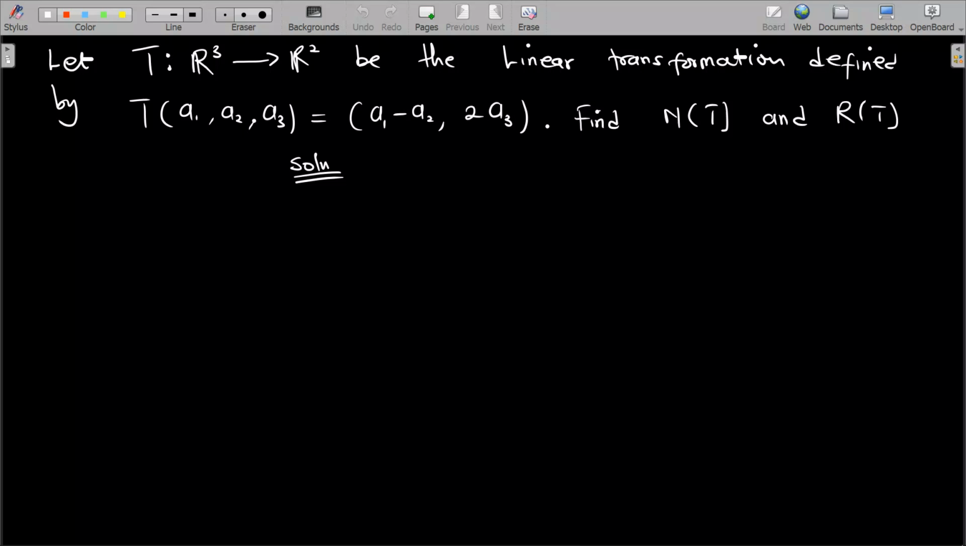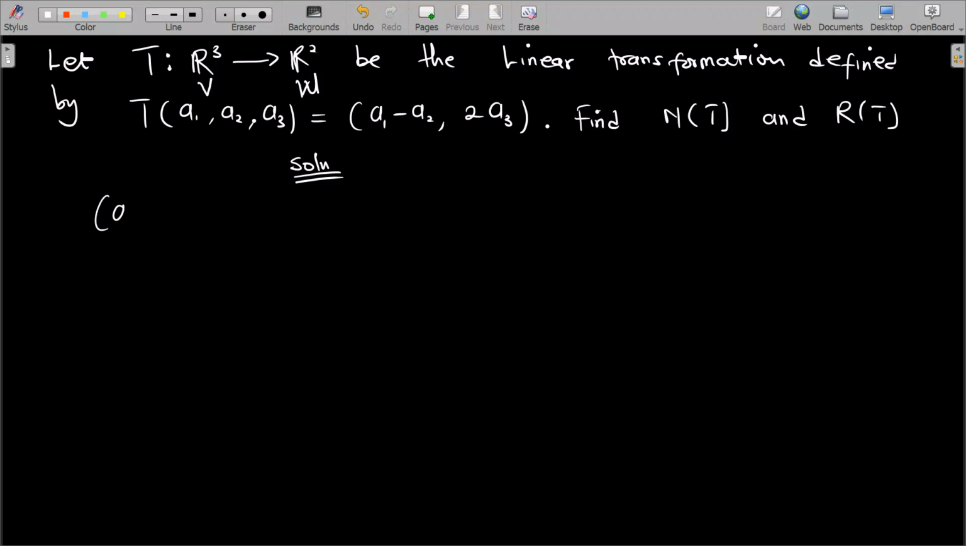Let T map R3 to R2. In our previous lesson, we said V maps to W. So here, this V is the vector space R3, and W is R2. T is the linear transformation defined by: it picks any R3 vector, which is defined as (a1, a2, a3).